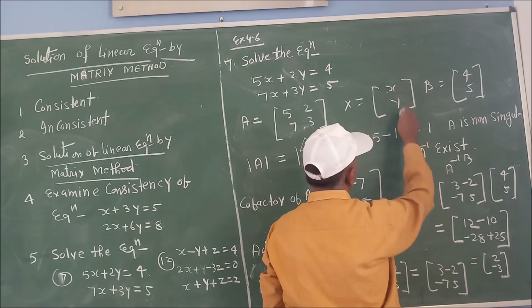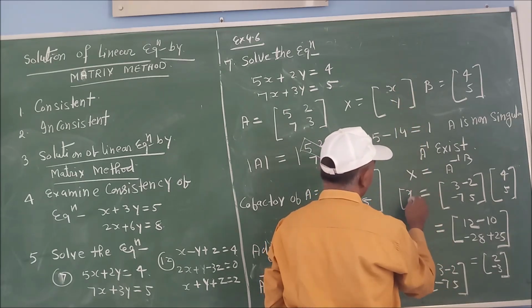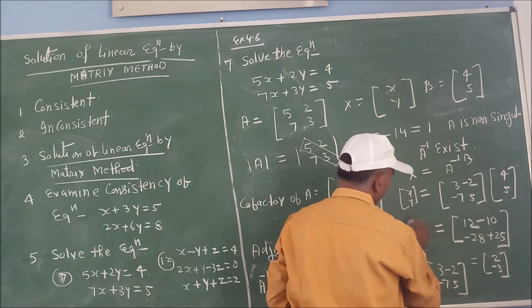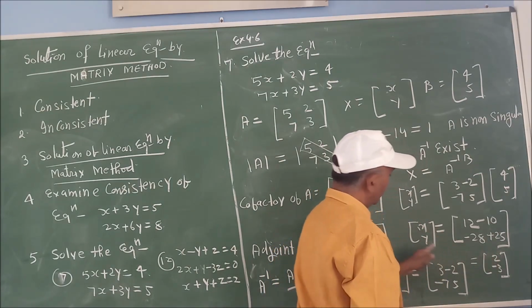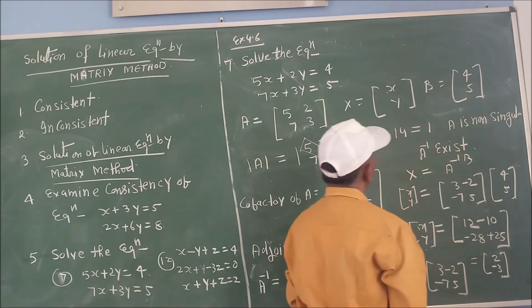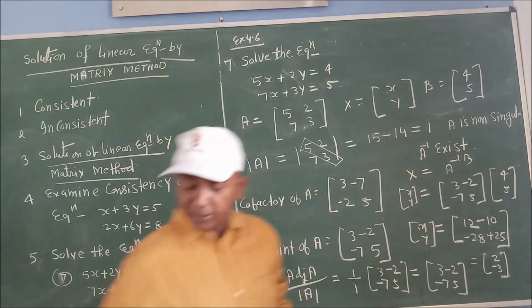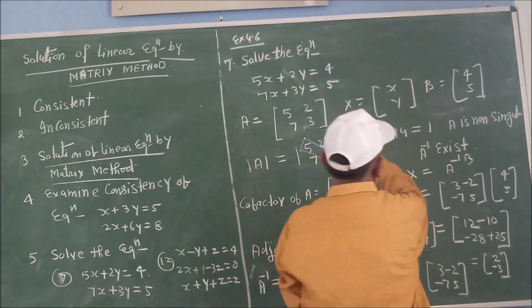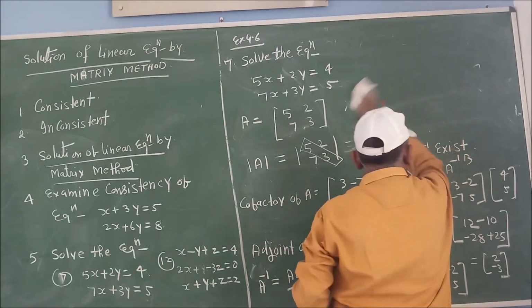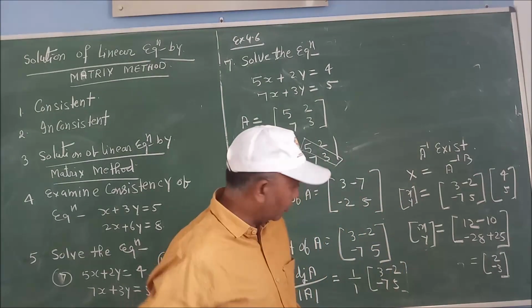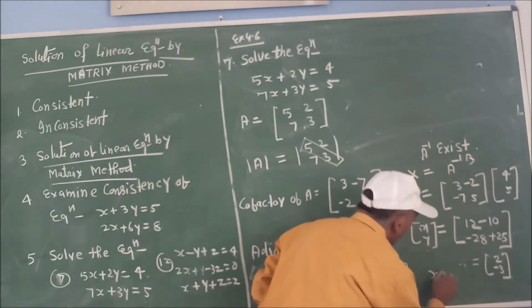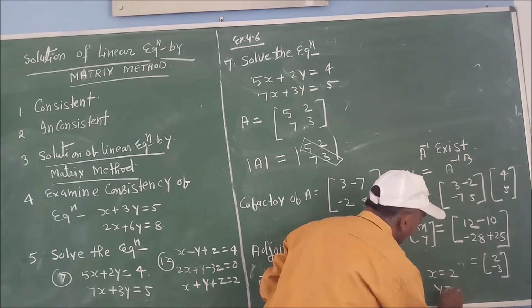So X means the values of x and y. Here you can write x and y. So we have calculated the values of x and y. X is equal to plus 2 and y is equal to minus 3. So our solution will be, write here the solution: x is equal to 2 and y is equal to minus 3.